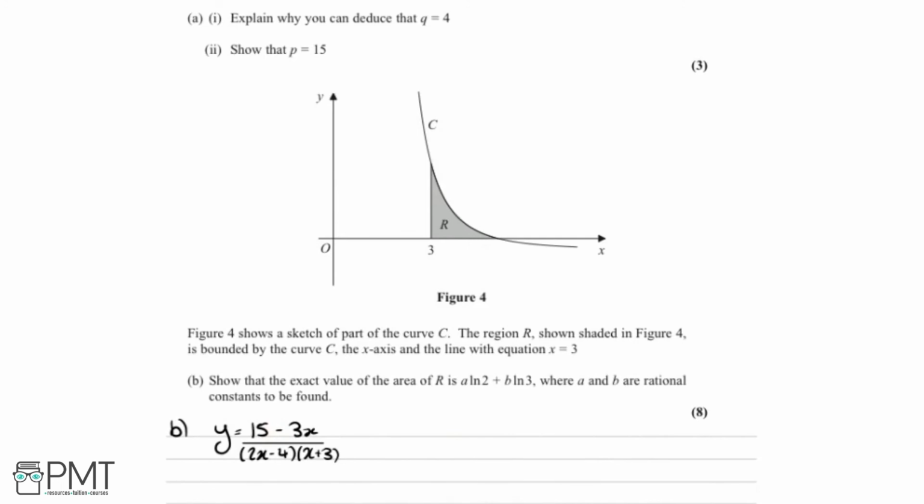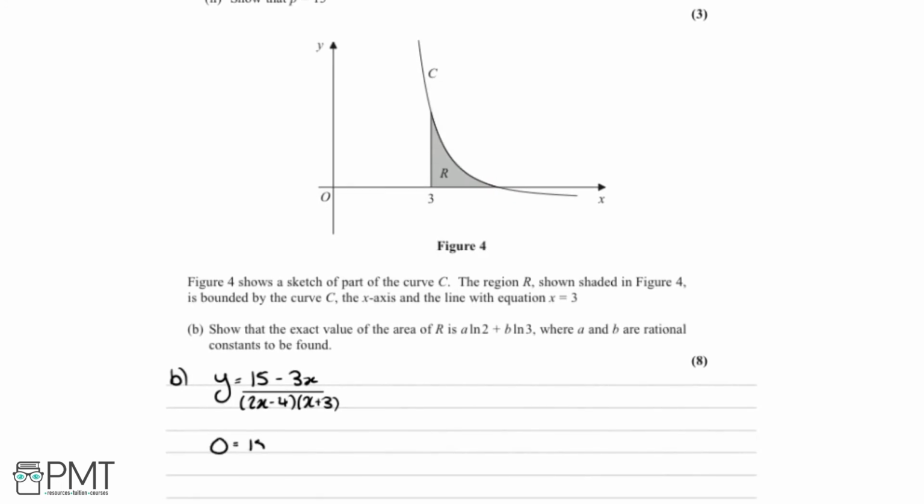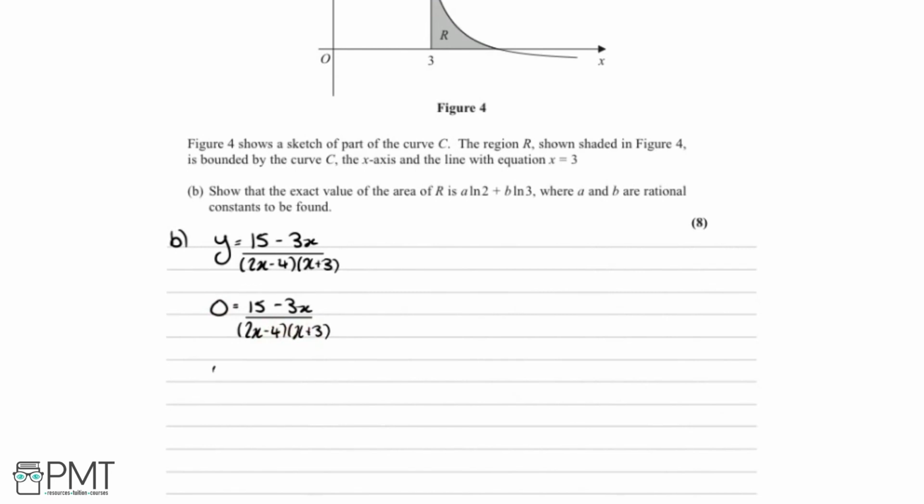So now to work out this point here, this is actually the x-intercept, so we're just going to set y equal to 0. So we're going to have 0 equals 15 minus 3x all over 2x minus 4 multiplied by x plus 3. And if we times both sides by the denominator, we're going to get that 0 equals 15 minus 3x. So 3x equals 15.